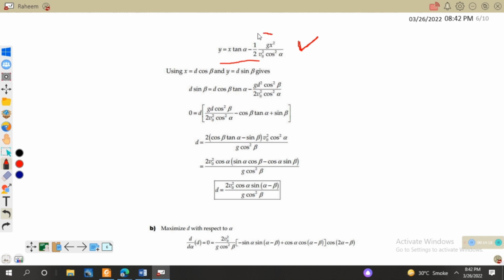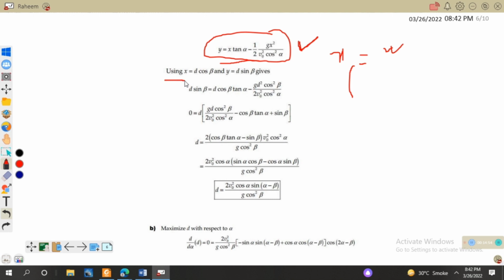I have directly written y is x tan alpha minus 1 by 2 g x square over 2 v naught square cos square alpha. You can easily get it if we write the equation for x and then the equation for y. If we find the value of t from x and put it into y, this will yield this equation. This is just putting the value of t from the x component of displacement for projectile motion into the y component of displacement, and this will give us this equation.